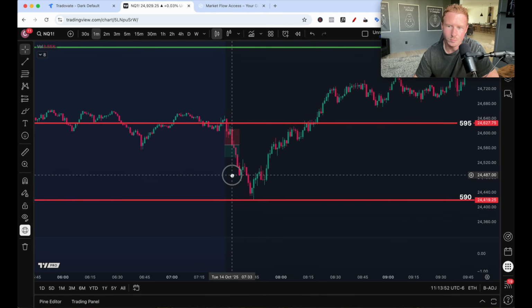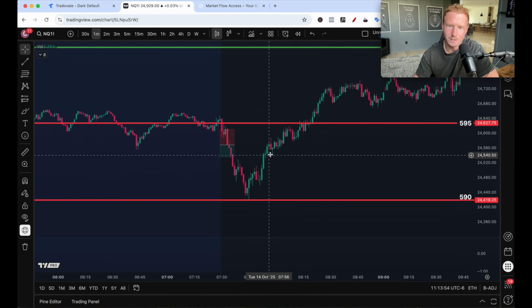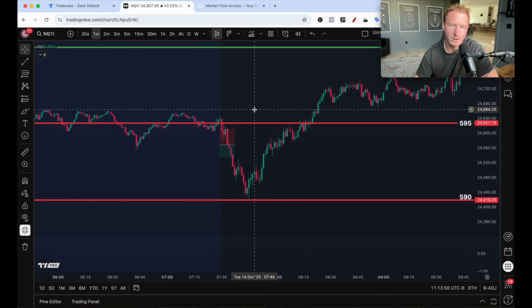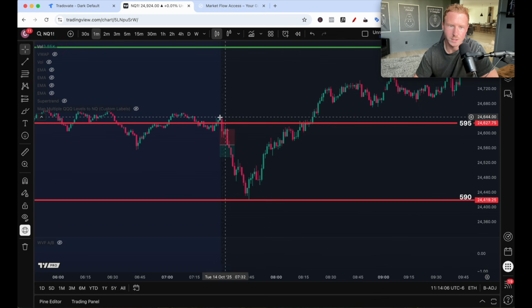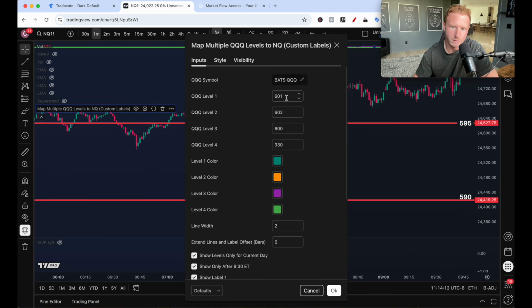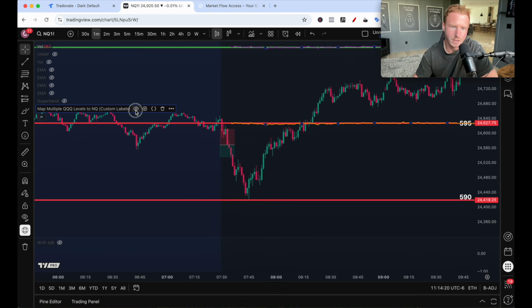Okay, so let me kind of break this down, right? Because we had this key level at 595 on QQQ. So for those who don't know, I look at QQQ levels for my actual levels, and then I use a price converter to change that to see where it would show up on NQ. So there's a price converter called QQQ to NQ, and you just put in the QQQ levels right here, right? So you can put in 595, and it'll show up right here on your NQ chart. So this is a free indicator if you guys want to use that.